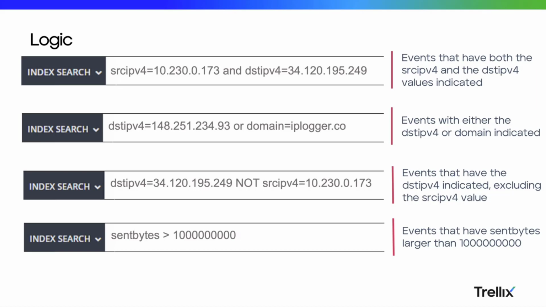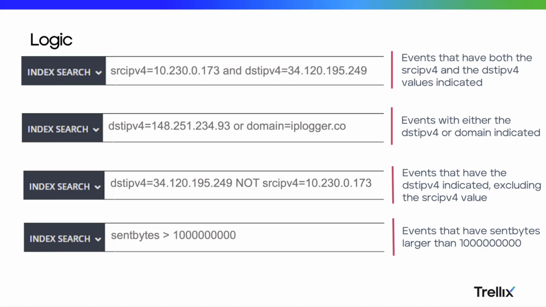In the first one, it's an example of an AND. So events that return will have to match both of those criteria, both the source IPv4 and the destination IPv4 that we indicated. In the second example, we're using an OR. We have an IP address or a domain, and so we'll get events that match either of those. So we get a larger data set there.